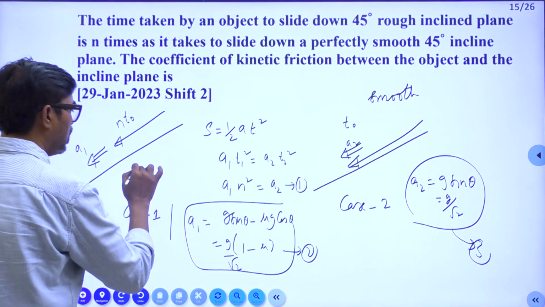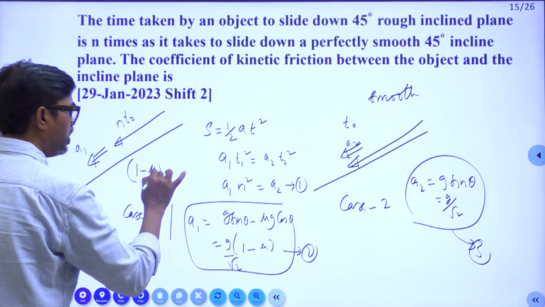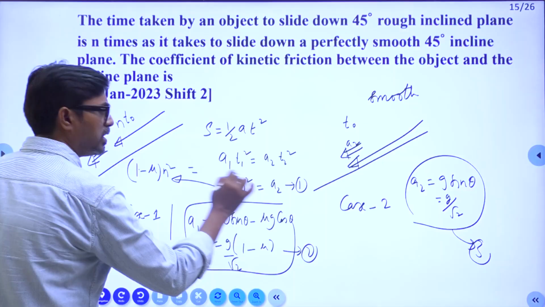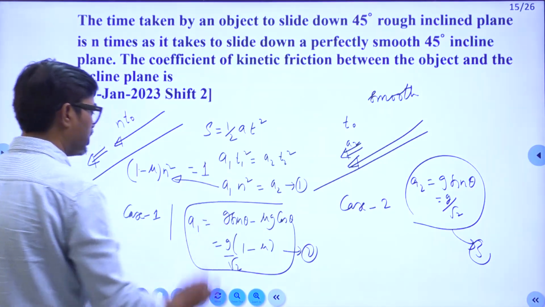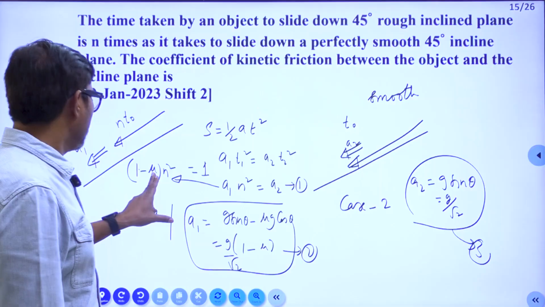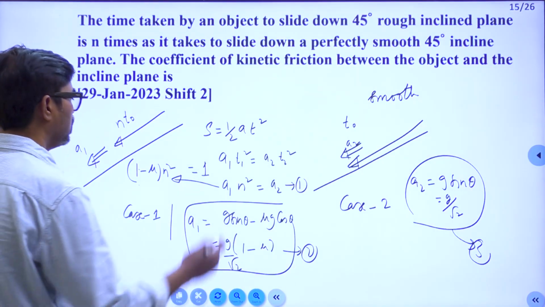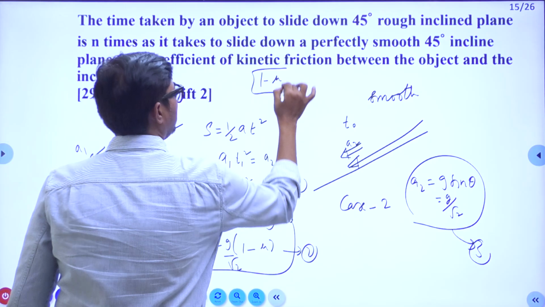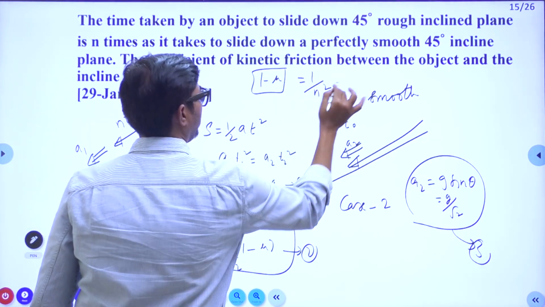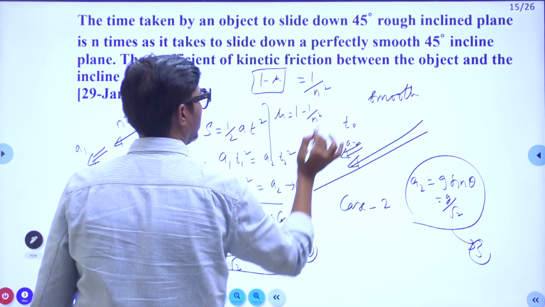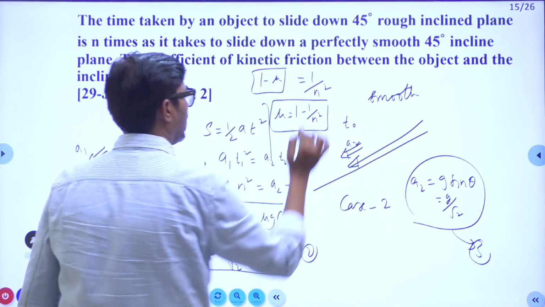What is left over? 1 minus mu into n square. That is the left hand side you will get. Right hand side, G by root 2 cancels out, you will get 1 there. That's all. You do a little bit of manipulation. First, n square you take it to the other side. 1 minus mu equal to 1 by n square. Otherwise, mu equal to 1 minus 1 by n square. That is the answer, you have it.